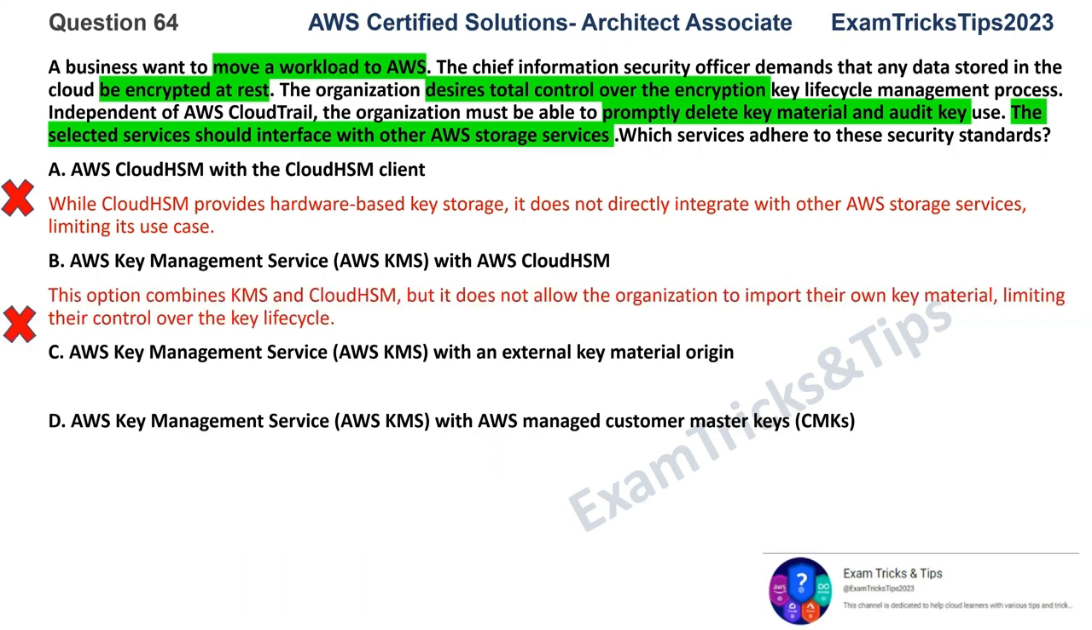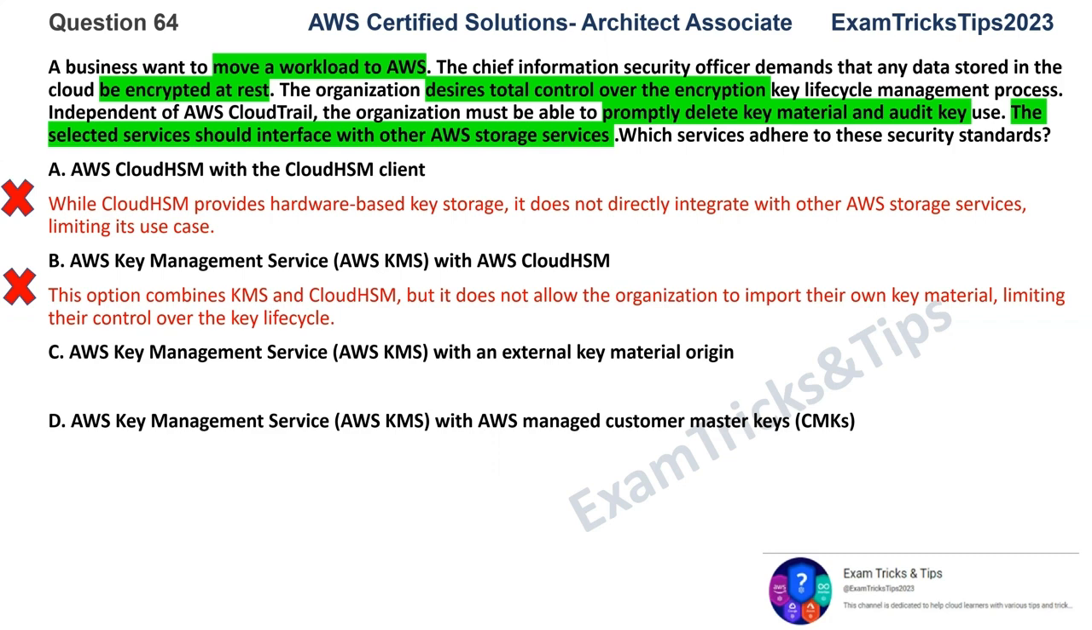And option D is an extension of option B. Over here, this option uses KMS, but then it uses AWS managed keys. Now, if you have AWS managed keys, that means the customer doesn't have the control.